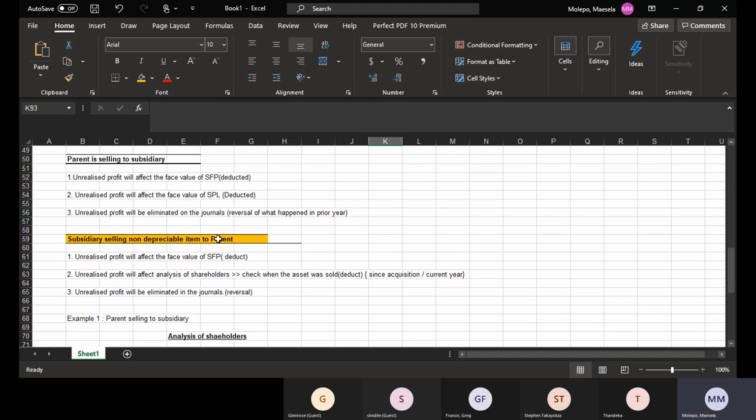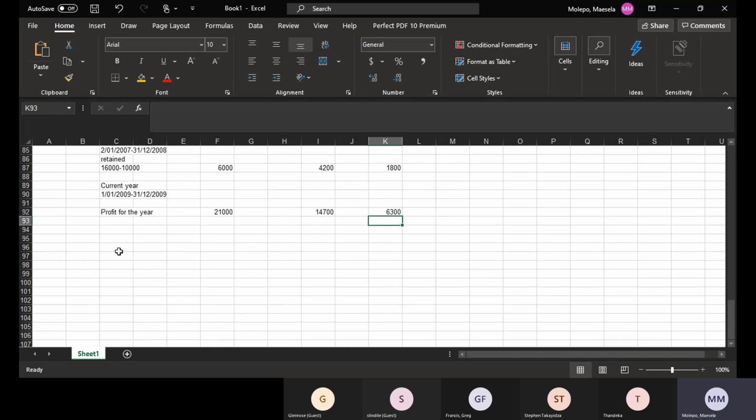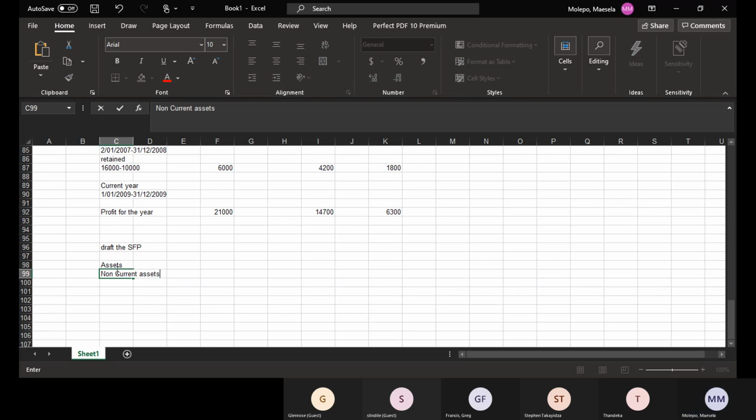We've got the PPE. So on our draft of SFP, on the non-current assets, because they said it's a property, it will fall here. You see that on our PPE, it will be the 180 from the parent.